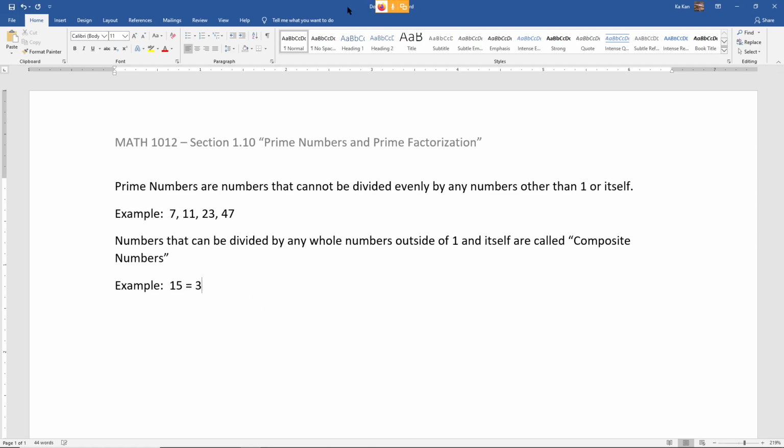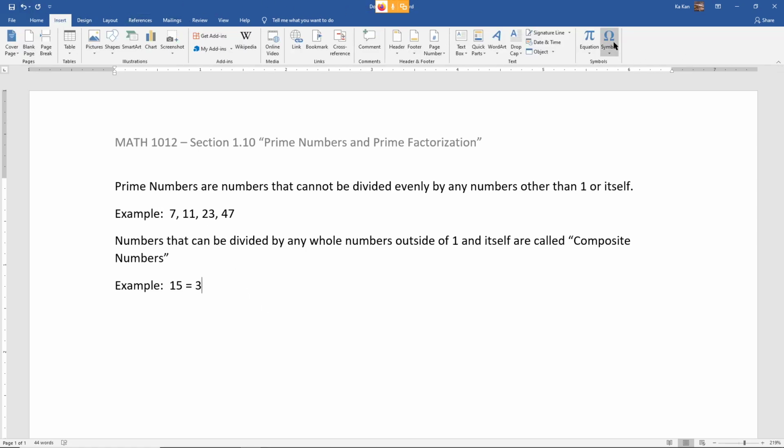So let me get the simpler, 3 times 5, right? Or 40, right? 40 is equal to 5 times 8. Right? That's two numbers that can be multiplied together and give you the whole number. So that's what we mean by composite numbers.